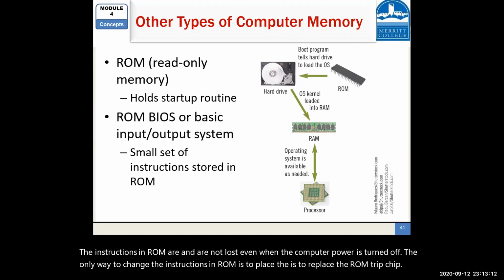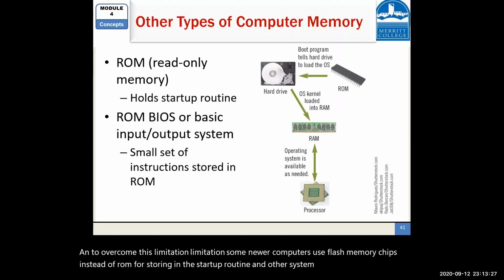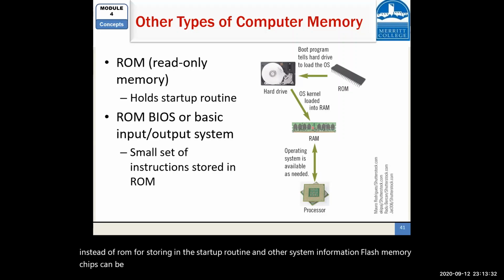To overcome this limitation, some newer computers use flash memory chips instead of ROM for storing the startup routine and other system information. Flash memory chips can be changed, and they do not lose data when the power is turned off.